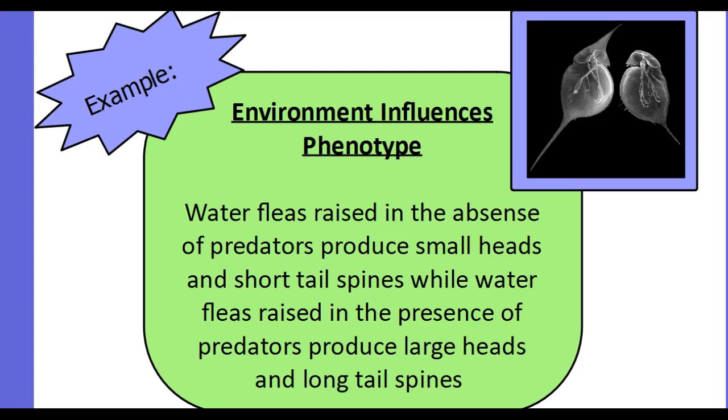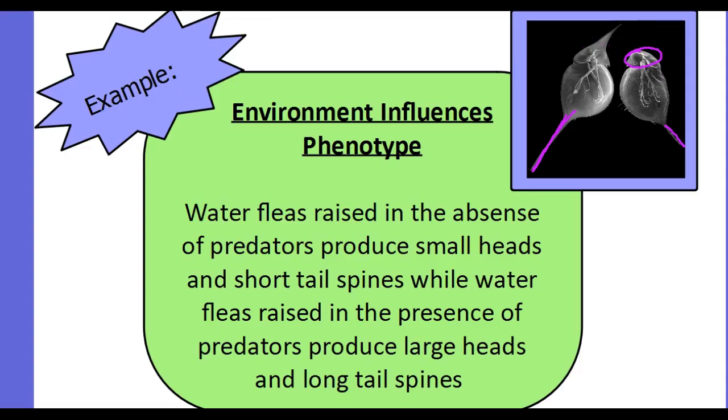Genes can also be turned on and off based on your environment. So when we look at genes, they are often influenced by your environment. One example here, water fleas raised in the absence of predators end up having a small head and a short tail. That would be this example over here on the right. If they're raised with predators, they get this really long spiky tail and a big head. So it just goes to show you that these fleas can be completely different depending on the environment that they're raised in.